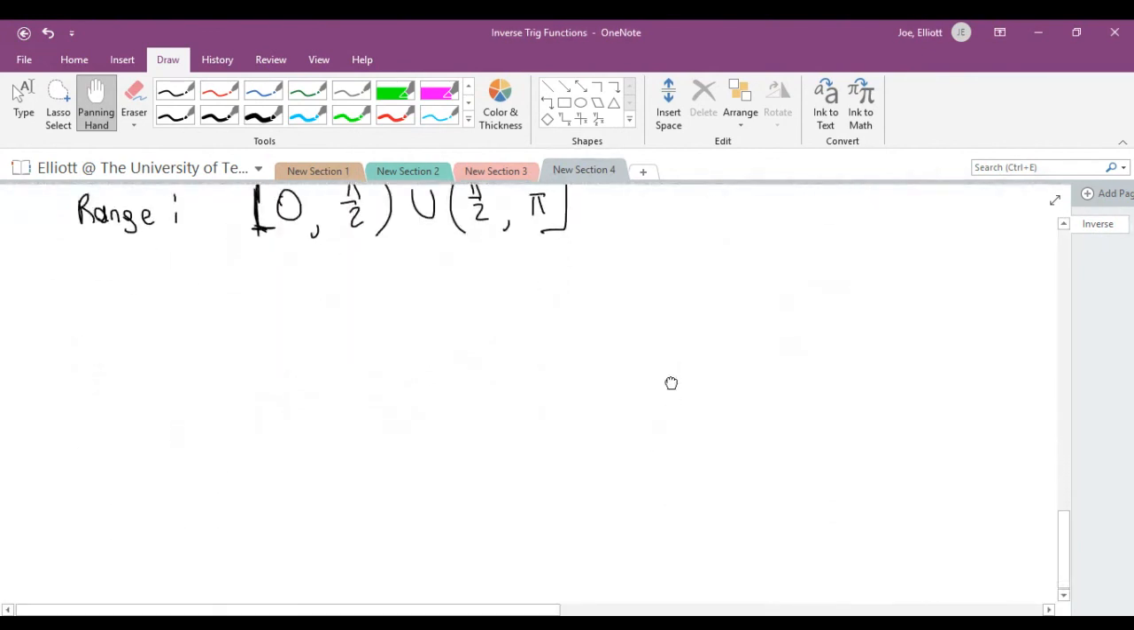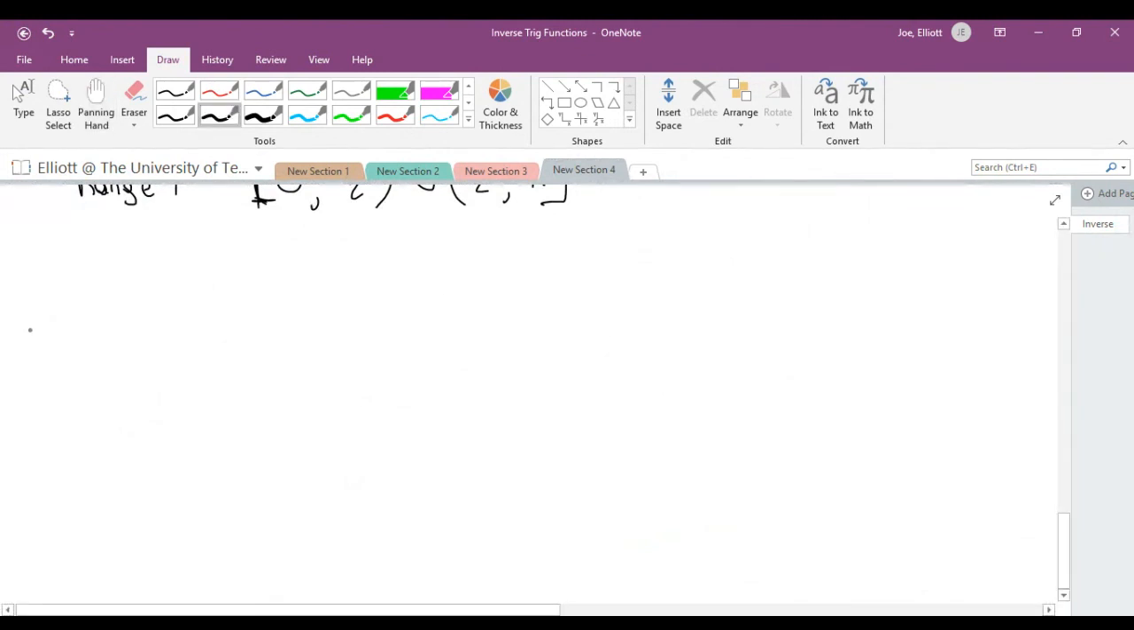So then let's finish up with the last two. I guess you guys wanted to see the inverse cosecant and then inverse cotangent.